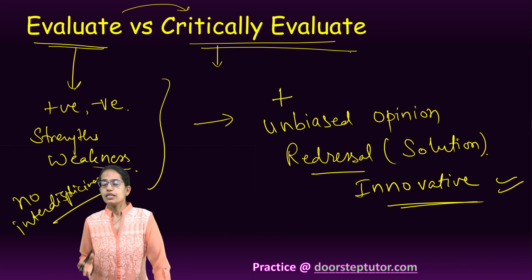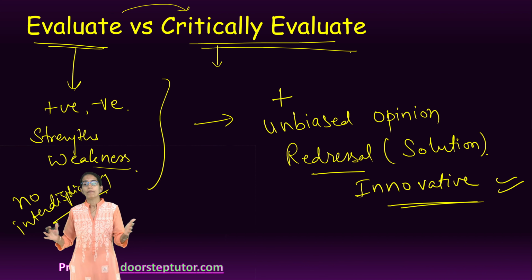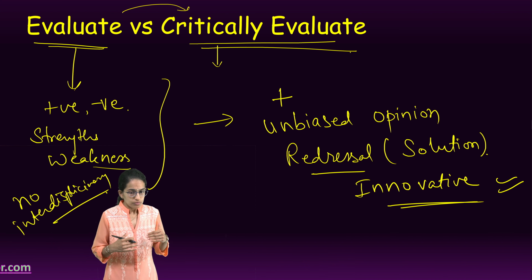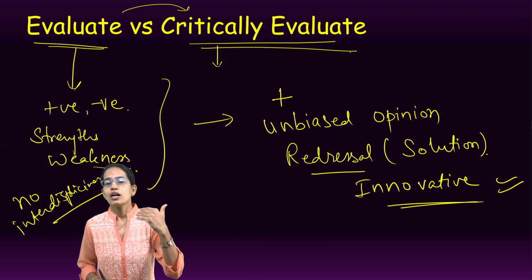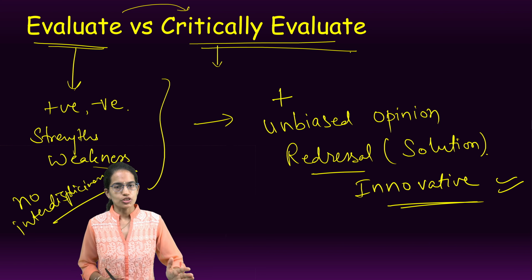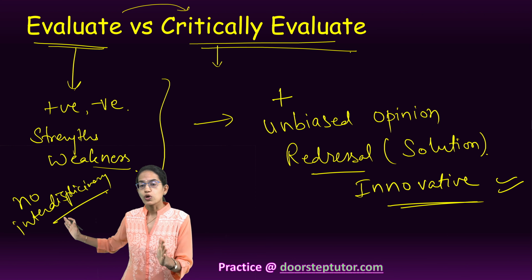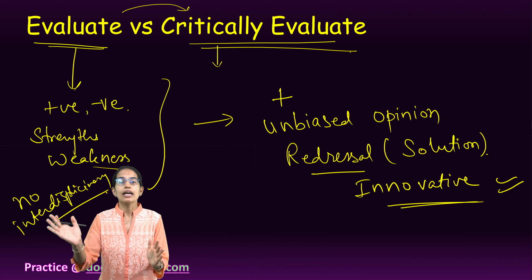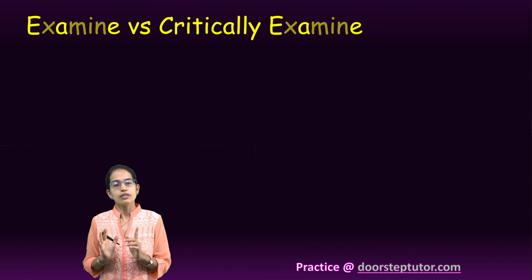For example, if I say Industry 4.0 has been a bane for employment opportunities, now what could be the redressal? We can't say, okay, no more AI, no more developments, stop technological growth. That's not a way out. But what could be a way out? What could be the innovative solutions through which employment and employability could be increased is what you must mention there.